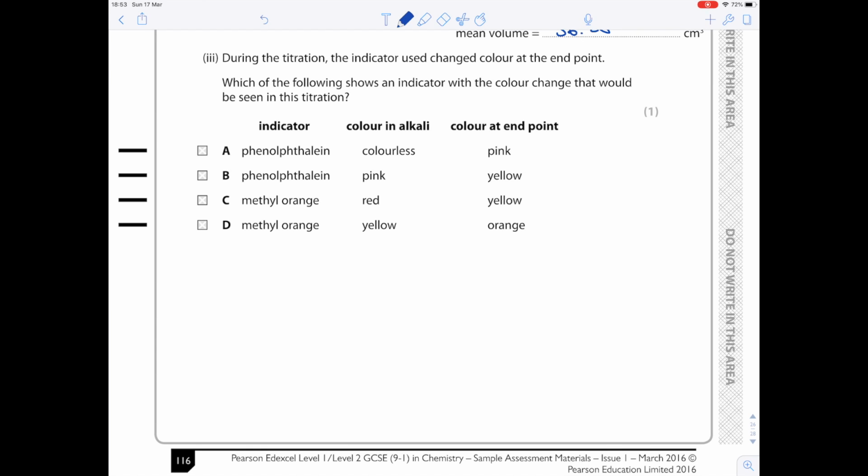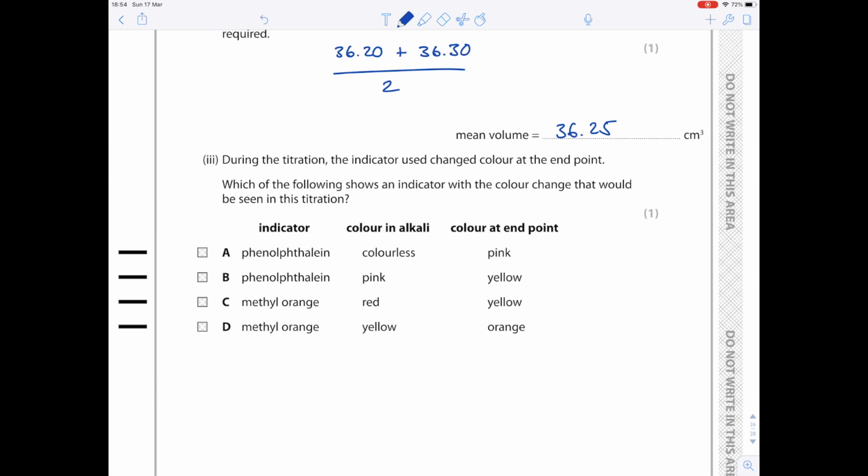During the titration, the indicator used changed colour at the end point. Which of the following shows an indicator with the colour change that would be seen in this titration? This is something that you'll quite simply have to learn, all these colours of indicators, but it's worth knowing that methyl orange is yellow in alkali and turns orange when it's in acid, so that's why the answer here is D.